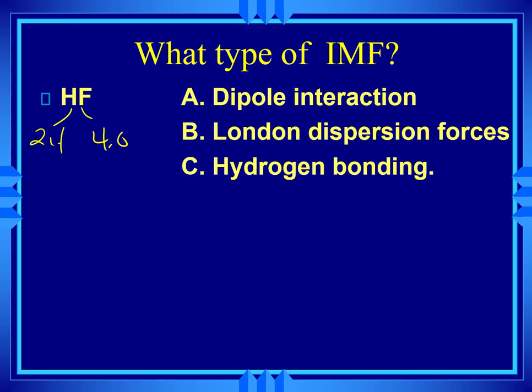So can HF do London dispersion forces? Well, what causes London dispersion forces is electrons, right? Electrons moving around. Does HF have electrons? Yes. So it can do London dispersion forces. Is HF polar? It's got polar bonds and it's not symmetrical, so since it's polar, it can do dipole interactions. Can HF hydrogen bond? Does it have H hooked to F, O, or N? Yeah, it does. It has H hooked to F, so it can do all three. So HF would stick together pretty well.